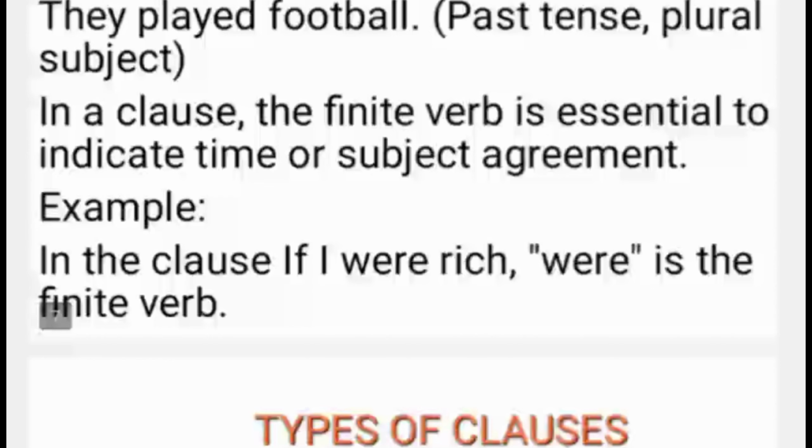In a clause, the finite verb is essential to indicate time or subject agreement. The subject must agree with the tenses. Like when we say she writes, you cannot say she write, because it's a singular subject.